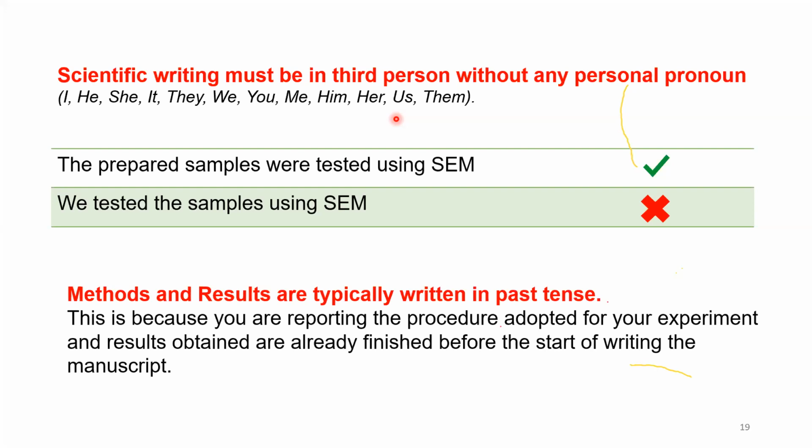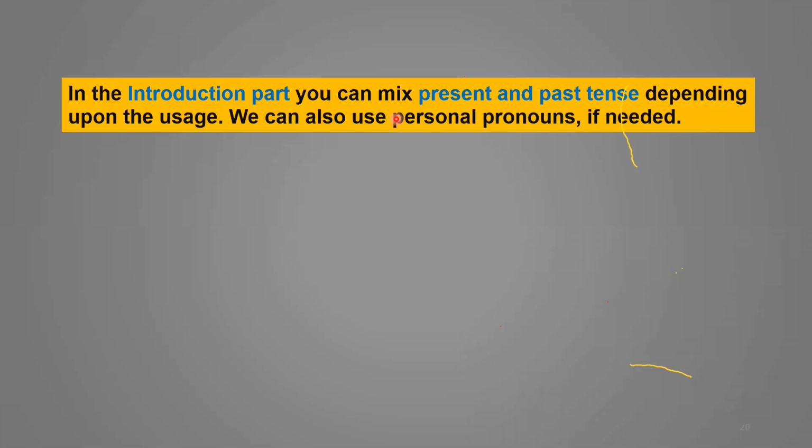Most of the scholars will be writing either present perfect or past perfect, like it had been seen, or it is being. It should not be like that. Past tense should be used while reporting the methods and results. In the introduction part, you can mix present and past tense depending upon the usage, and to some extent, personal pronouns are also allowed when you are referring to a literature review.